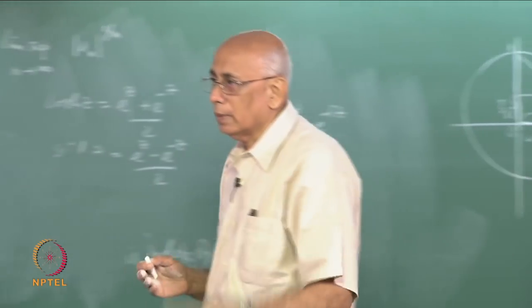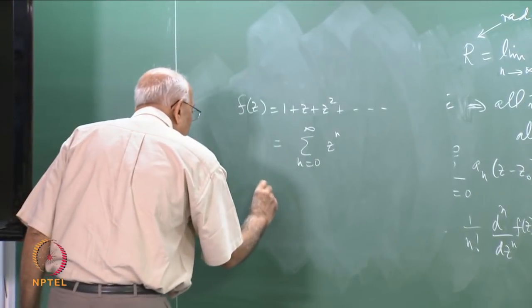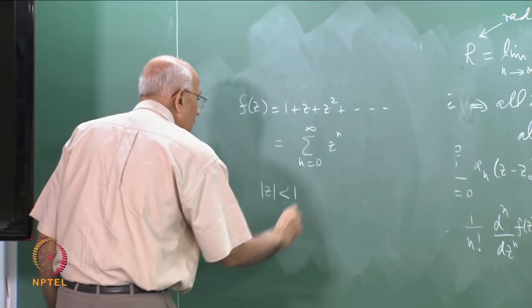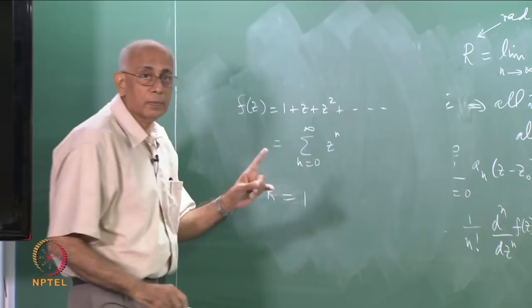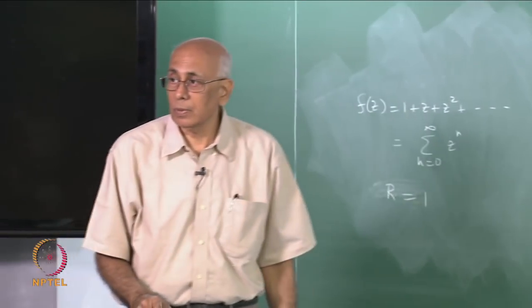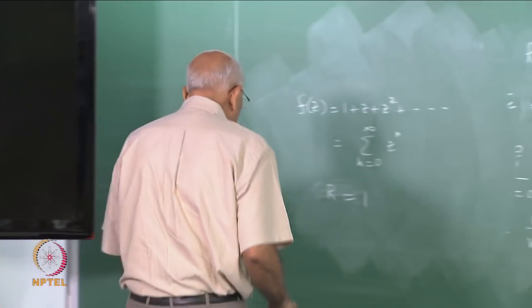Mod z less than 1. Definitely it converges only for mod z less than 1. So it is clear that for mod z less than 1, the radius of convergence r equal to 1 in this case. Mod z must be less than 1. If it is greater than 1, it diverges definitely. So here is a function.